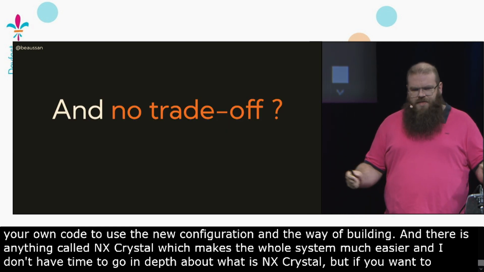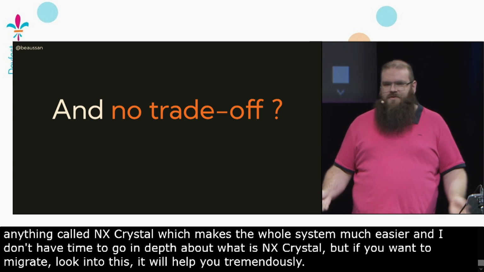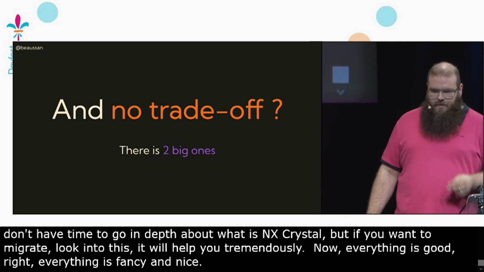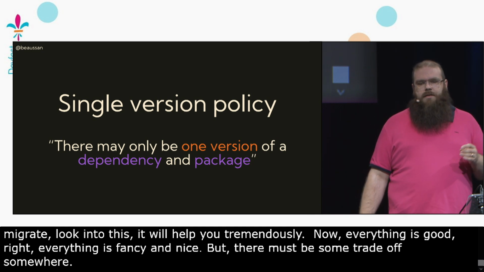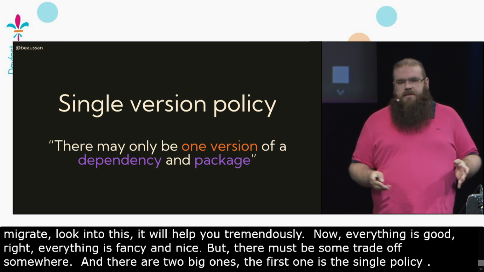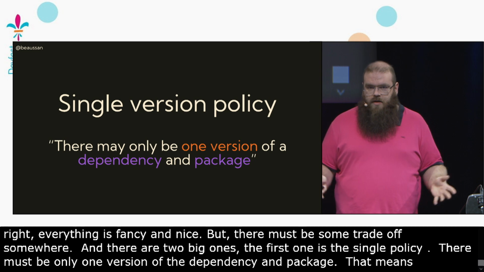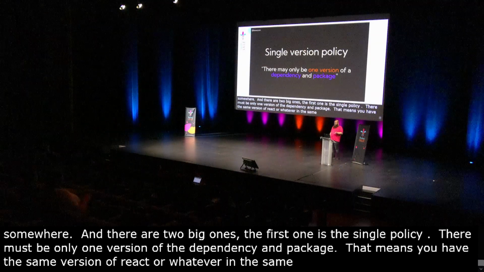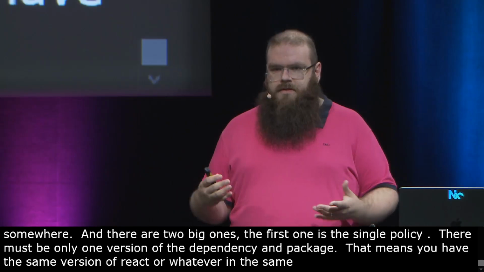All right, now, everything is good, right? Everything is fancy, everything is nice, but we're all engineers, right? There must be some trade-off somewhere. And there are two big ones. The first one is the single version policy, which says that there must be only one version of a dependency and package. That means that in the same monorepo, you have the same version of React or Redux or whatever. You cannot have two of them. While it's a pain, we can also see it as a build versus loan with interest kind of system.